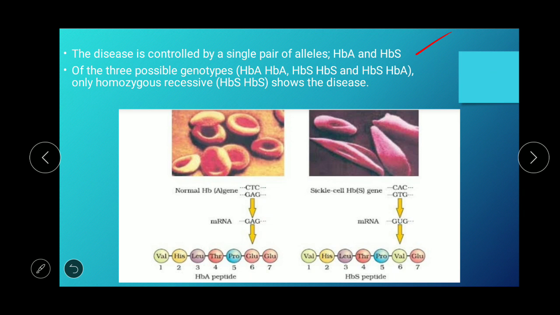Of the 3 possible genotypes, it can be HbA HbA, HbS HbS, or HbS HbA. Only HbS HbS shows the disease. You can see the normal hemoglobin HbA gene, with the sequence CTC GAG present in the DNA, and here CAC GTG, these are the sequences of the nucleotides. We will study this in detail. Then you can see the mRNA, where GAG is normal and GUG is the affected one. So glutamic acid is there in the normal HbA peptide, and in the HbS peptide, the sickle cell peptide, you can see valine is present.